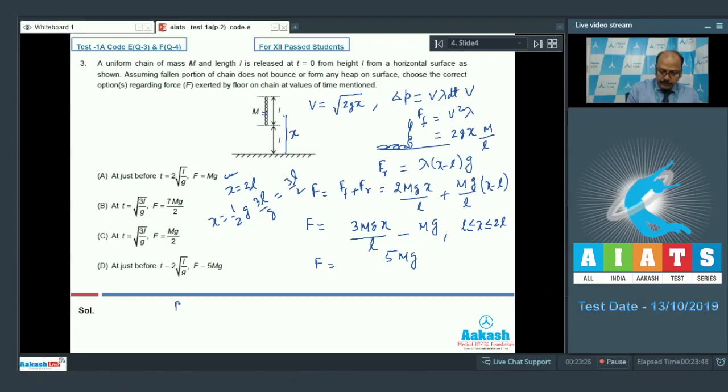We get F equal to 3 mg by L into 3L by 2 minus mg, and that means it's equal to 7 mg by 2, which means option B is correct, which also means option C is incorrect. And let's look at option D again. It says just before t equal to 2 root L upon G, F is 5 mg, which we had found earlier. So option D is also correct. So for question 3, options B and D are correct. Let's move on to the next question now.